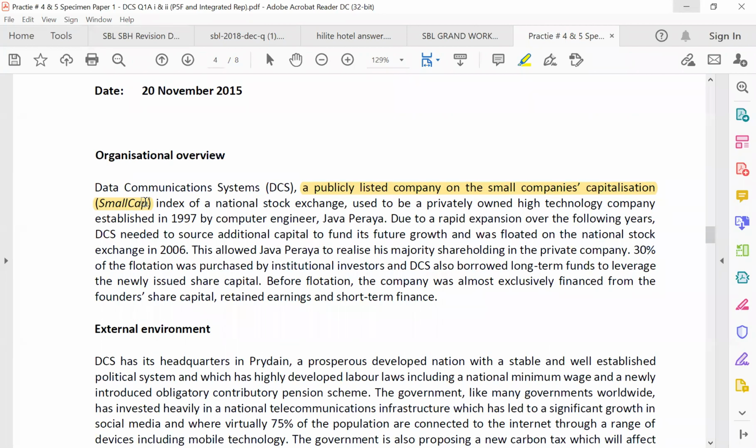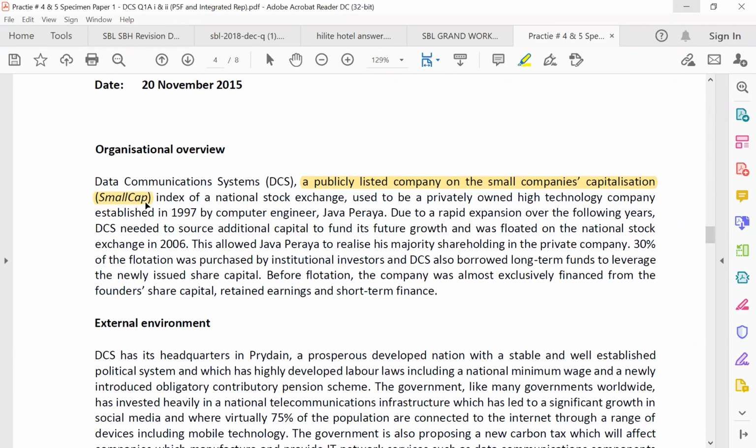30% of the flotation was purchased by institutional investors, and DCS also borrowed long-term funds to leverage the newly issued share capital. Before flotation, the company was almost exclusively financed from the founders' share capital, retained earnings, and short-term finance.